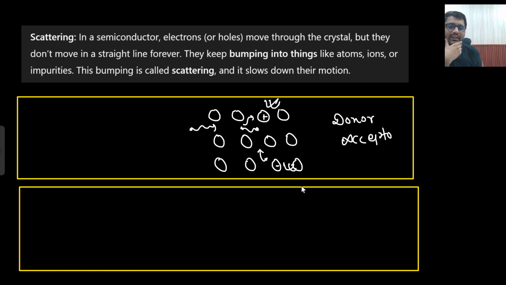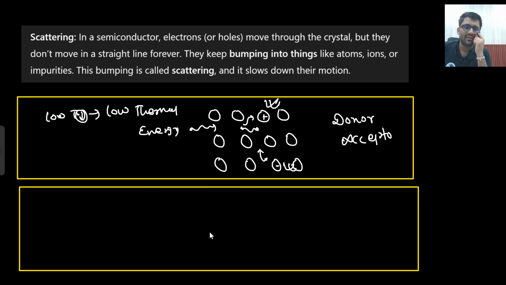You understood? Now just tell me one thing, will this scattering be dominating at lower temperature or higher temperature? This scattering will be dominating at lower temperature. Why is that so? Because at low temperature you have low thermal energy, and if thermal energy is low, that means electrons are moving slowly. If electrons are moving slowly, then this positive charge or negative charge can attract or repel the electron.